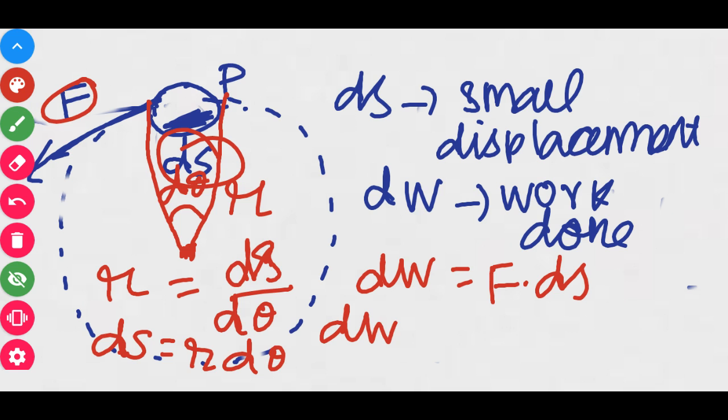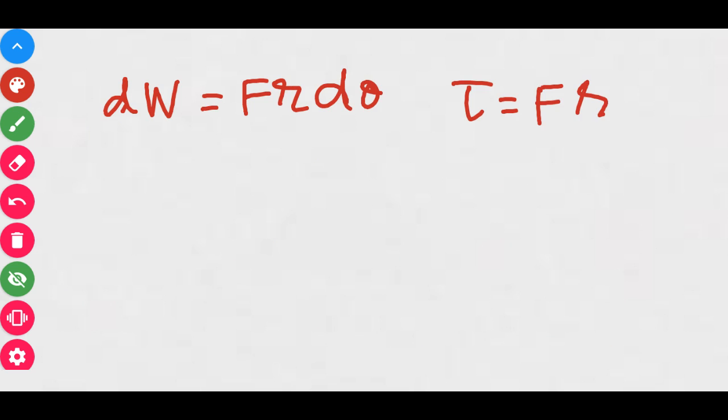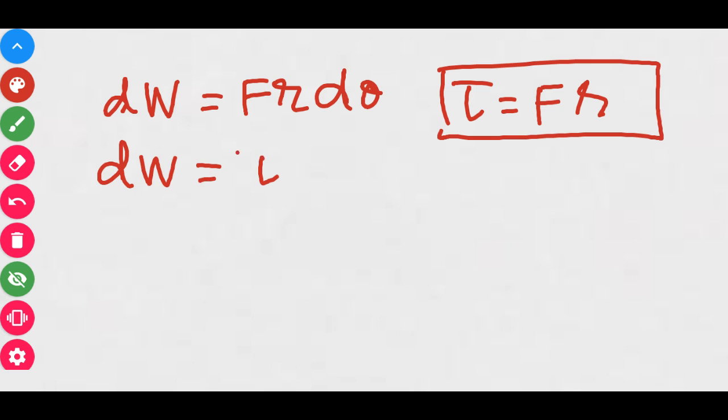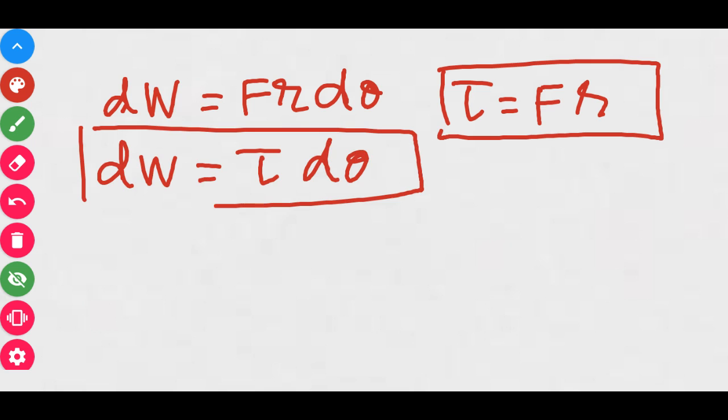So நம்ம dw equal to f dot ds க்கு பதிலா r d theta எழுதிக்கலாம். Okay, dw equal to f dot r d theta, dw equal to f r d theta. நமக்கு ஆல்ரெடி தெரியும் torque equal to Fr, that is force into the radius. So Fr is torque. அதனால நம்ம dw is equal to torque into d theta எழுதலாம். Okay, this expression gives the work done by the external torque which acts on the body rotating about the fixed axis through that angle d theta. So this is our work done.